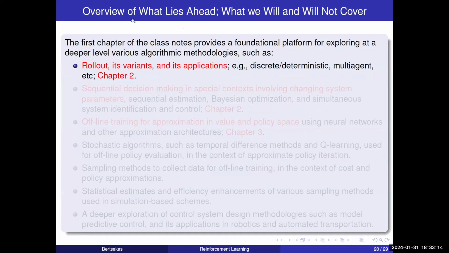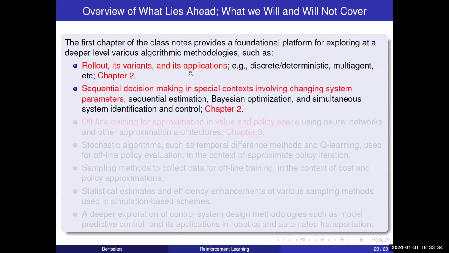So let's look at what lies ahead. Your textbook has 3 chapters. Chapter 1 is foundational, the stuff that we have covered so far. Chapter 2 deals with rollout, its variants, and its applications in various contexts, including multi-agent, stochastic, and so on. Chapter 2 also deals with sequential decision-making in special contexts, like sequential estimation, Bayesian optimization, and various aspects of simultaneous identification and control that arise in adaptive control.